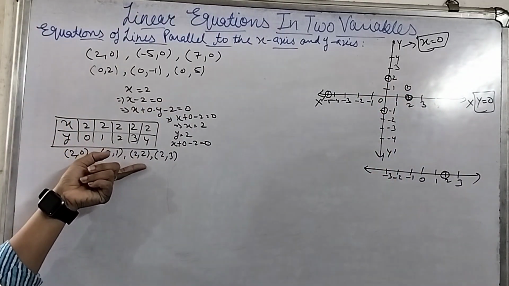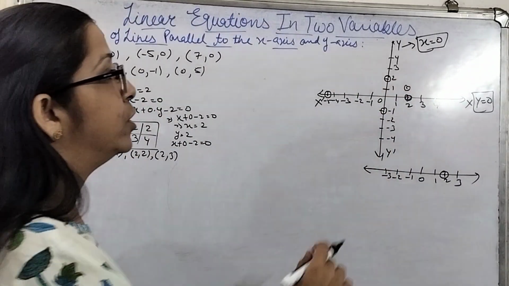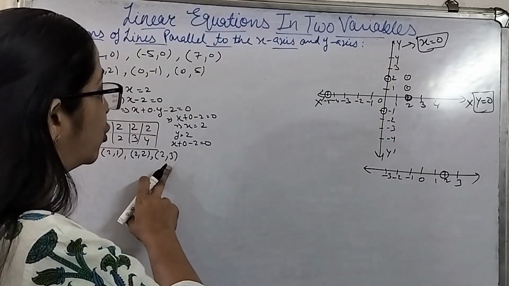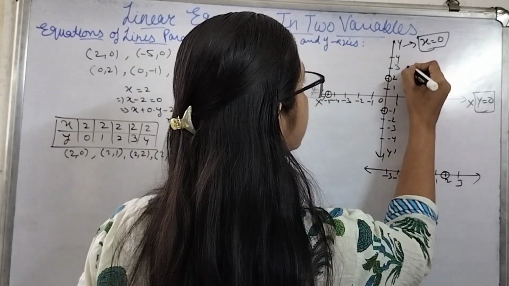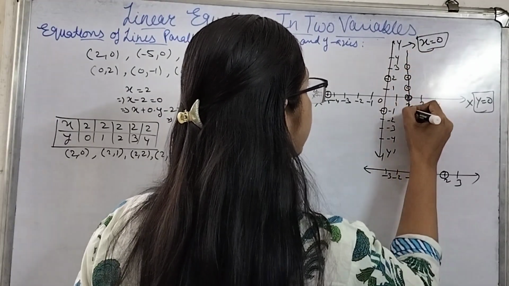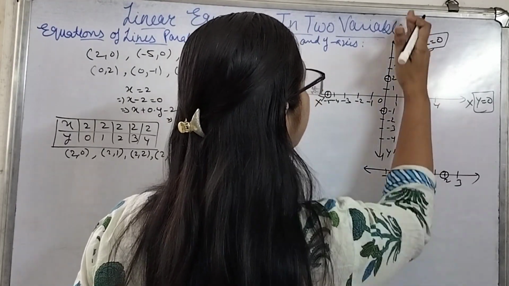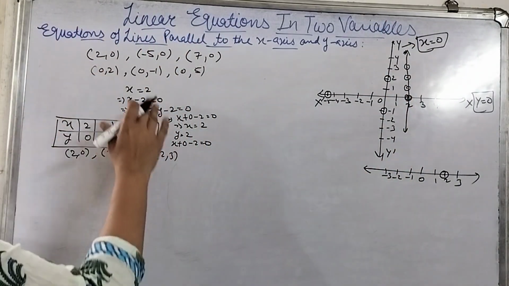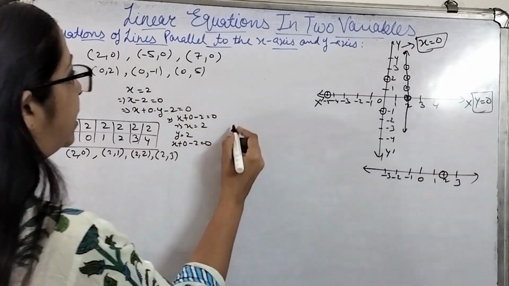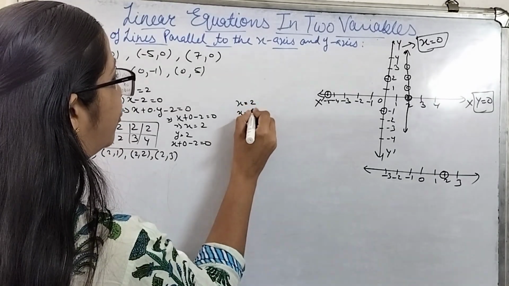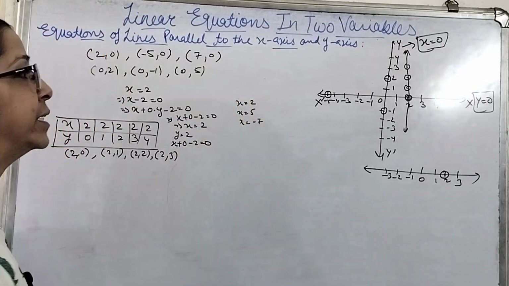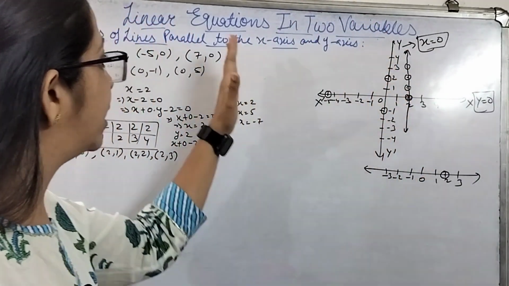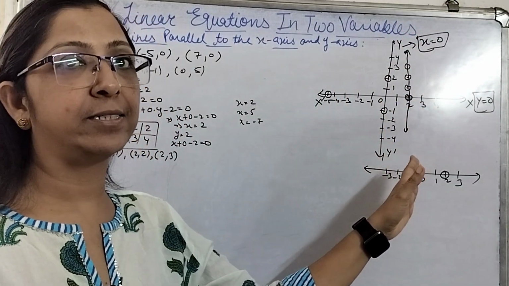Now (2, 2) means x is 2 and y is 2, so this will be the point. Then (2, 3), x is 2, y is 3, so this is the point. If we join these, it will be a straight line parallel to the y-axis. So if there is any equation of this form, like x equivalent to 2, x equivalent to 5, x equivalent to minus 7, and we plot it graphically, it will be a line parallel to the y-axis.